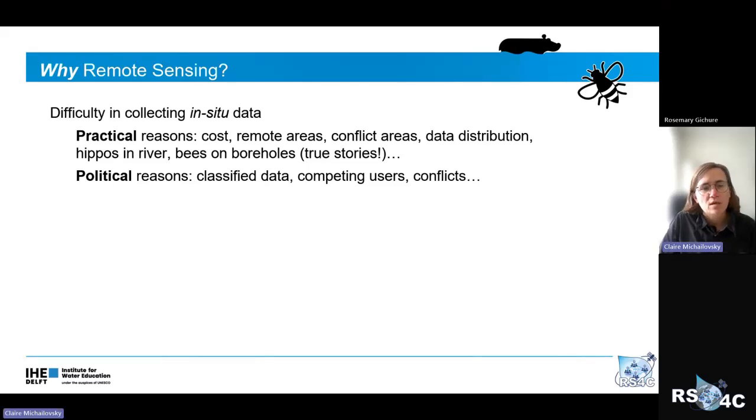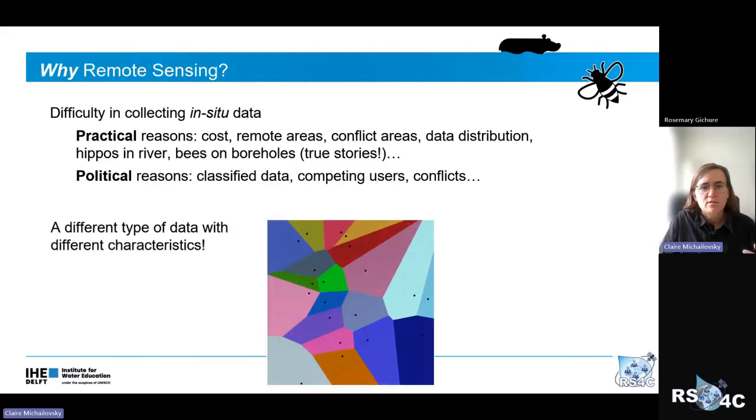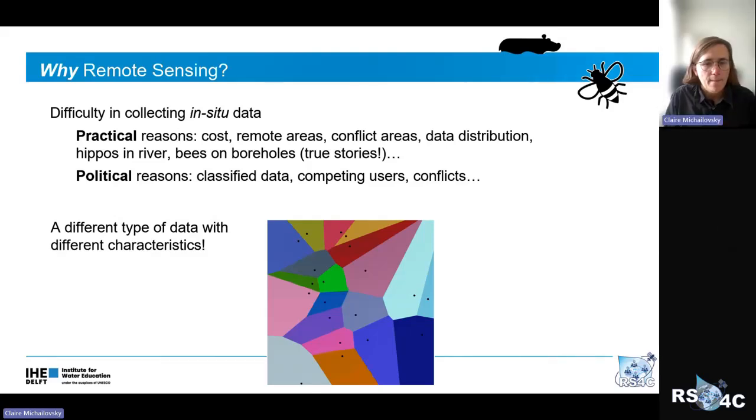Beyond the reasons that it's difficult to get in situ data, remote sensing also gives us a completely different type of data than what we can get from in situ data, which has its advantages and disadvantages. One advantage, for instance: this image is meant to represent a precipitation gauge network. Each dot would be, for instance, one precipitation gauge. And even if you have a quite densely instrumented area, you'll always have gaps between this point data where you don't necessarily know what's going on.